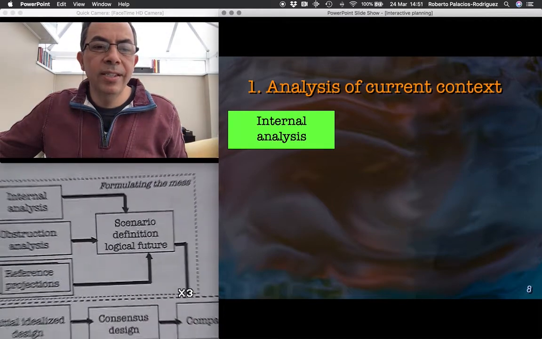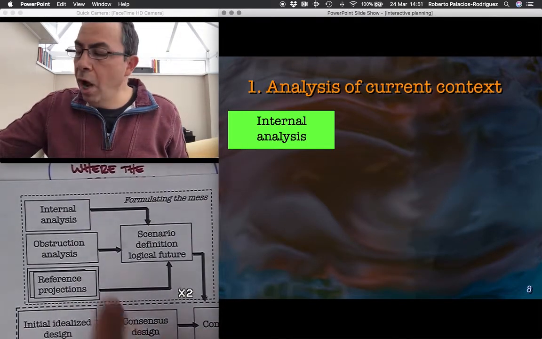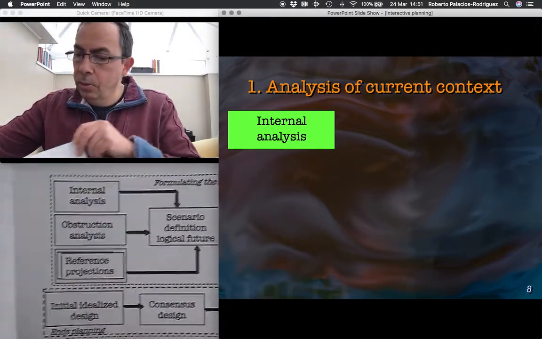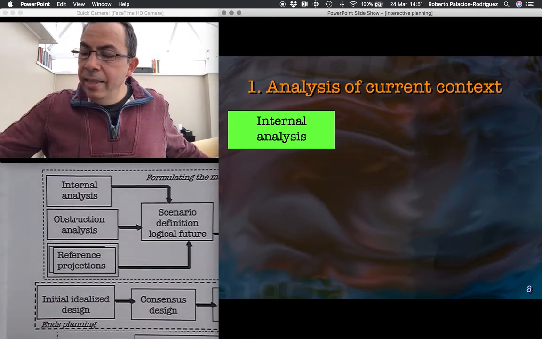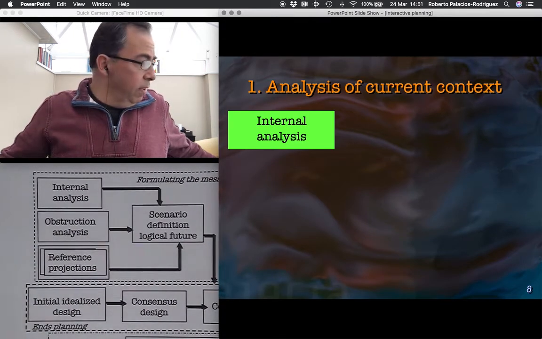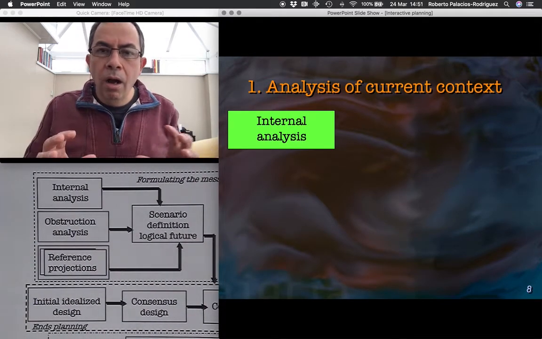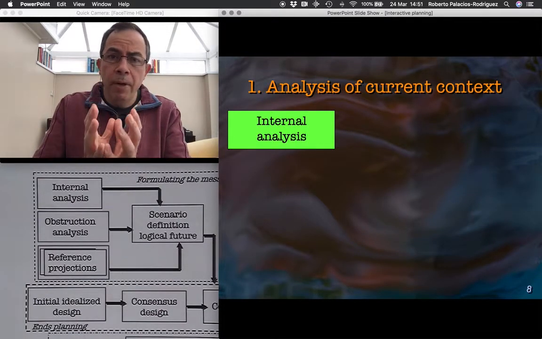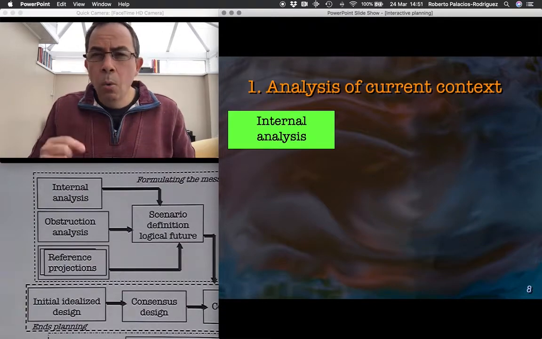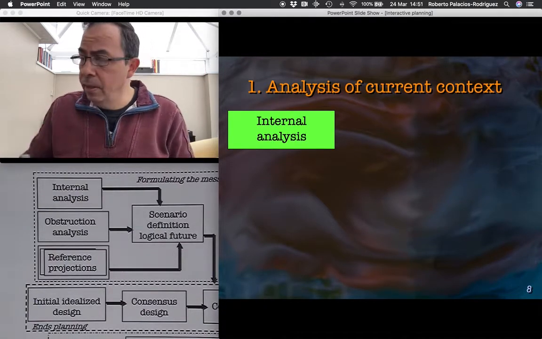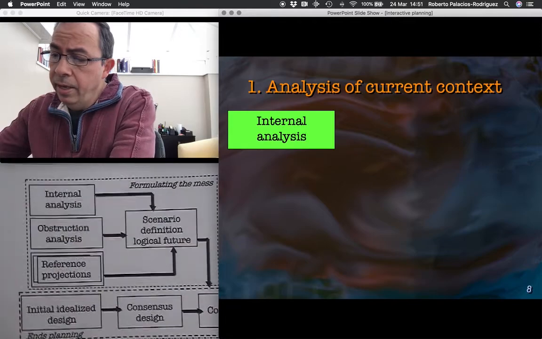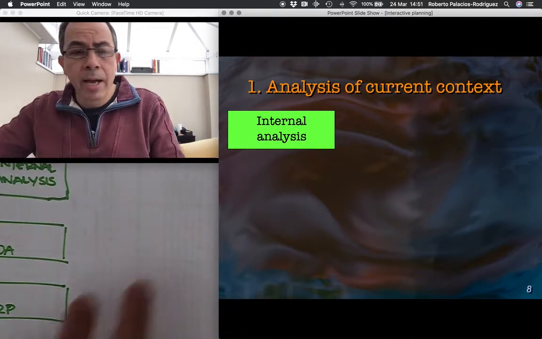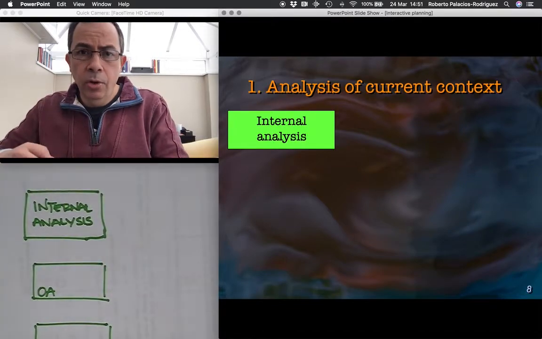So there are 4 stages, 4 actions that you need to take. The first one is the internal analysis. I'll take this one out. And the internal analysis is about evaluating and defining what are the strengths of the organization, the people, the company, the family you are planning for. What are the positives and what are the negatives? So this initial stage is associated with identifying the plus and minus that that organization has.